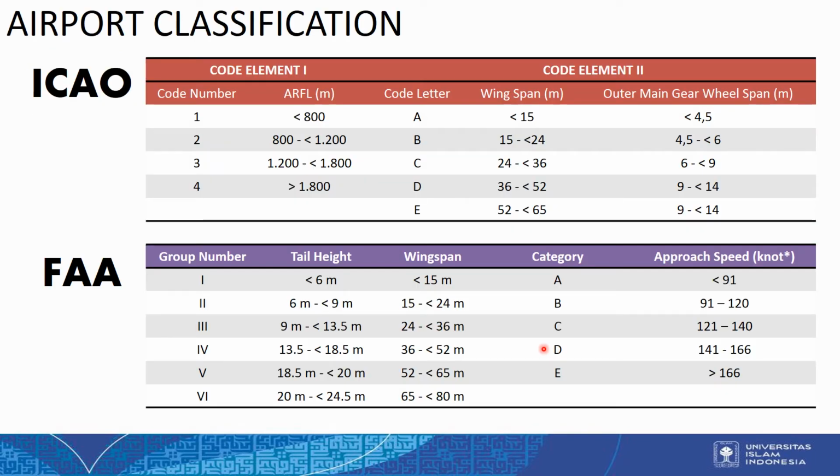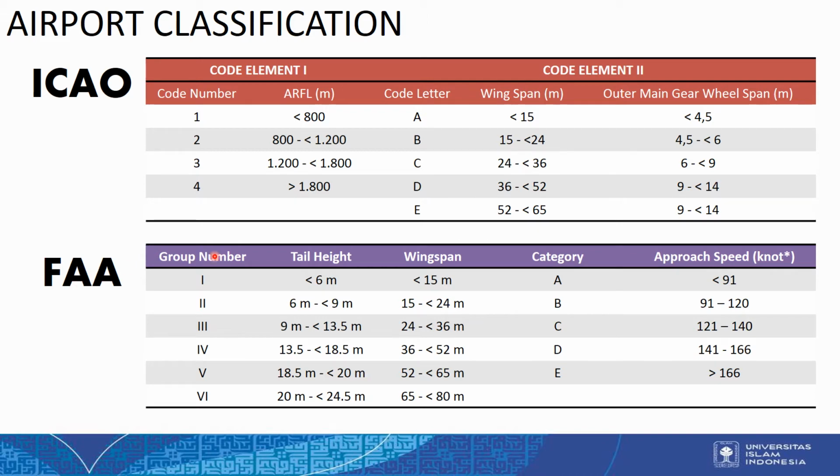So, to make an airport easier to design, both ICAO and FAA classify the airport like this. ICAO classifies the airport based on ARFL, or Airport Reference Field Length, wingspan, and outer main gear wheelspan. So ICAO has a code number and code letter like here. So this is the classification of the airport by ICAO, and this is the airport classification by FAA.